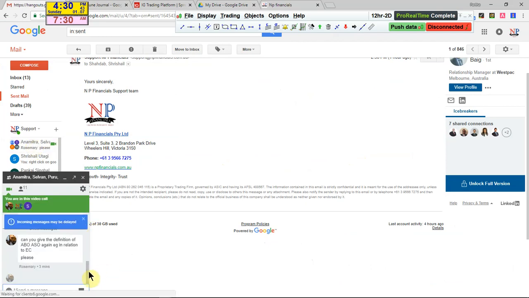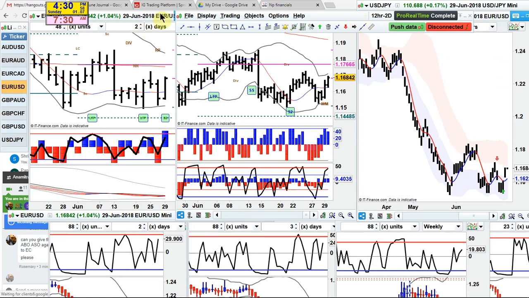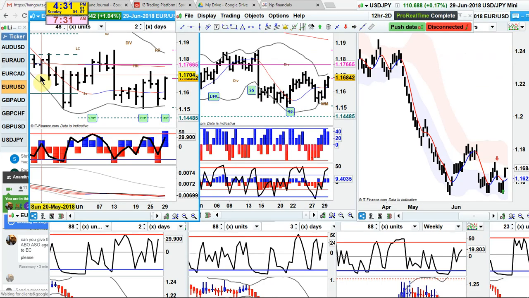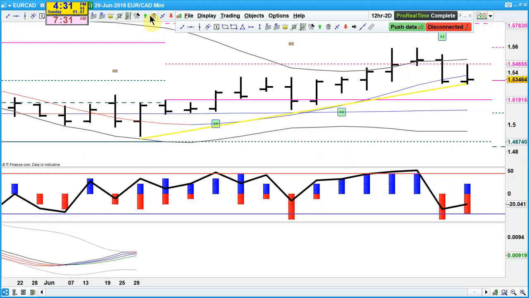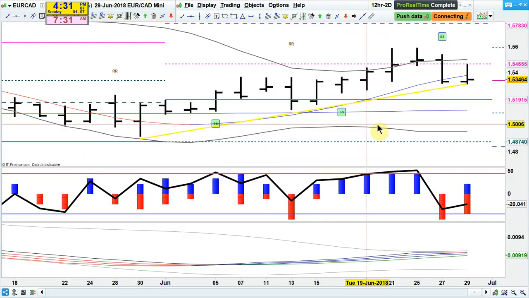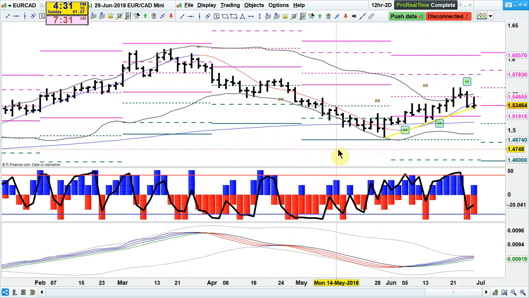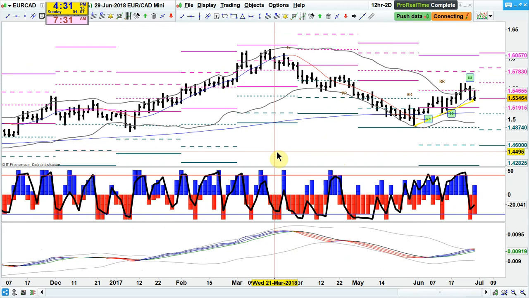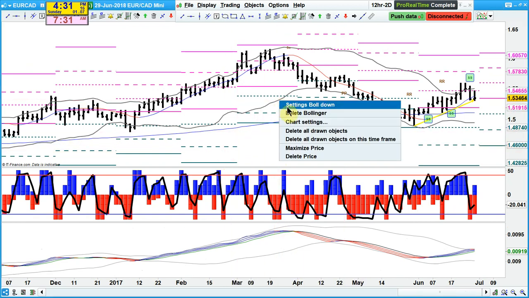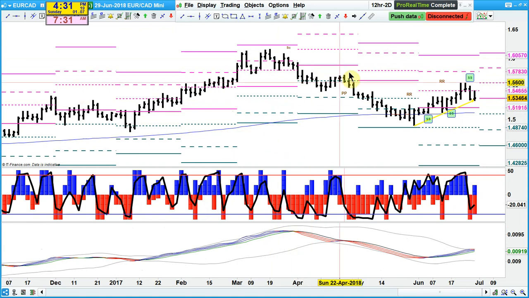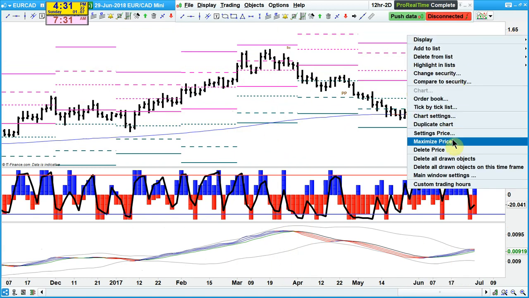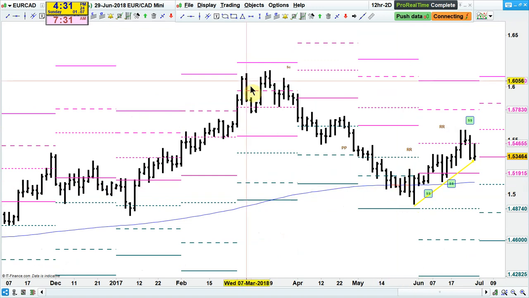Can you give the definition of ABO, all buyers out, all sellers out again, in relation to EuroCAD, please? Okay. All buyers out, all sellers out, EuroCAD, let's see. This is EuroUSD, sorry, I go to EuroCAD. All sellers out or all buyers out is simple. It never changed. So in this case, let's delete the Bollinger so that it is not restricting our understanding, and maximize the price.